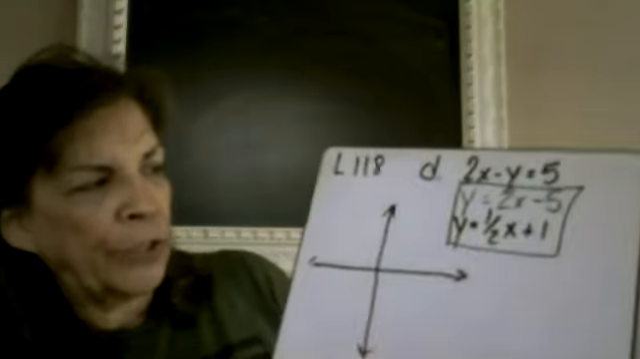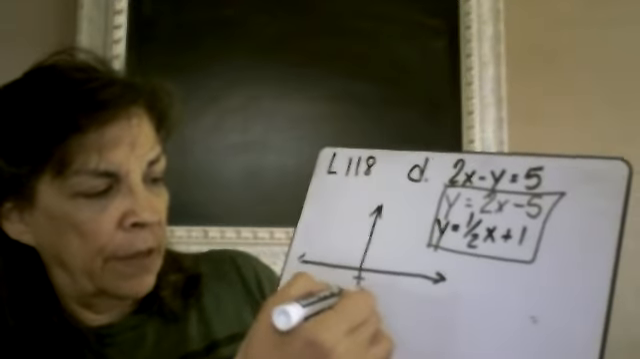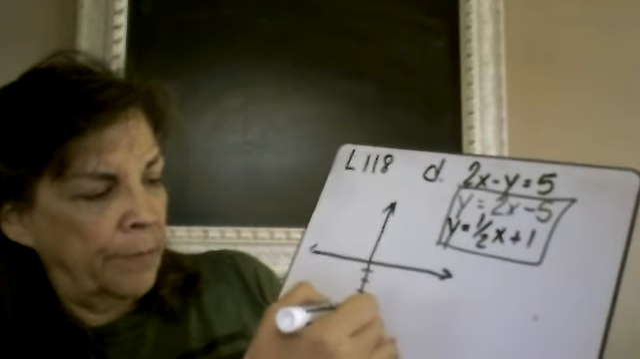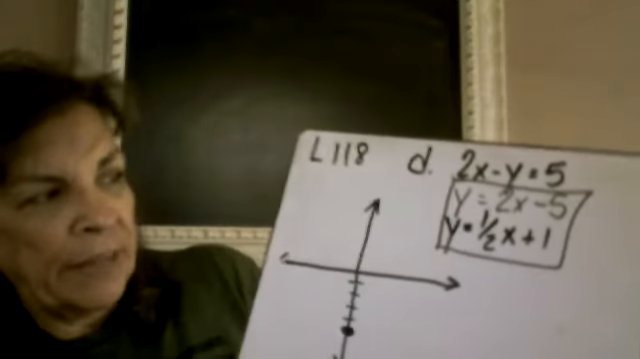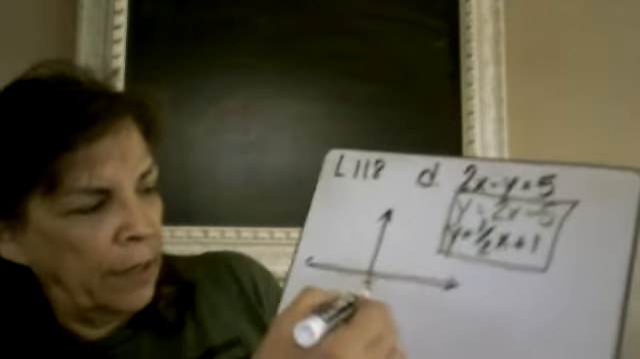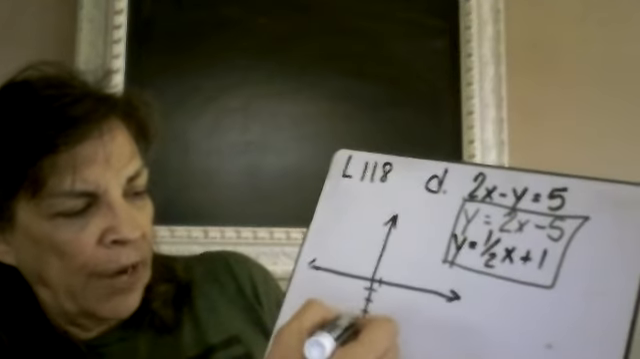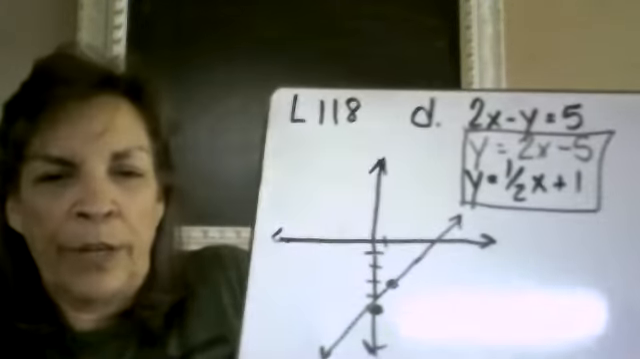Okay, so y equals 2x minus 5. Let's graph that first. Y-intercept would be -5. There's my first point. Then I look at my slope. My slope is 2, which would be 2 over 1. So I'm going to rise 2, run 1. There's my second point. Draw a line. So I've got one graph.